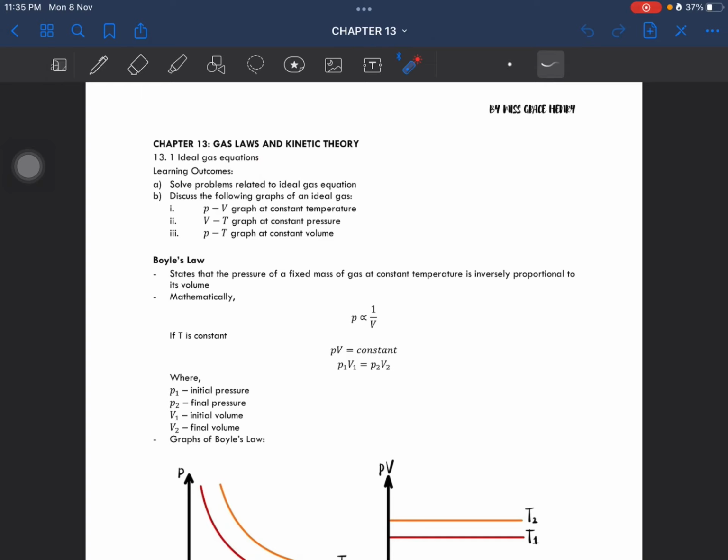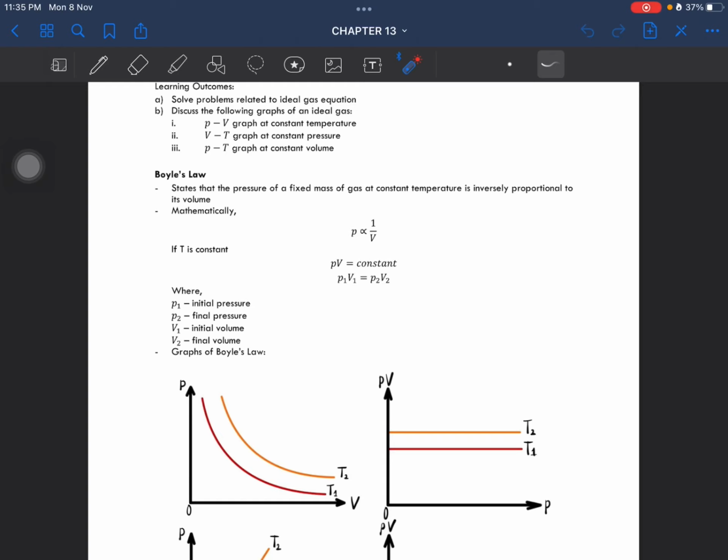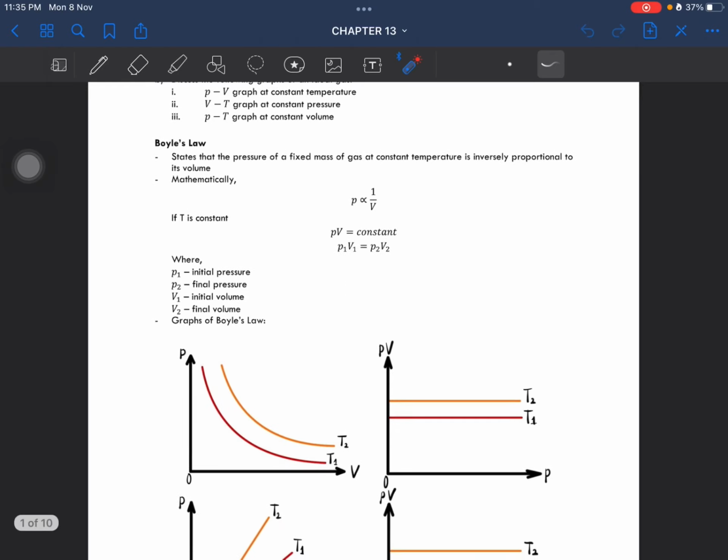In this subtopic, you should be able to solve problems related to the ideal gas equation, and you should also be able to discuss the following graphs for an ideal gas. Basically, discuss means you have to be able to draw this graph if you are asked in exams.